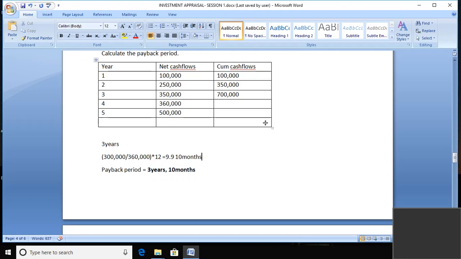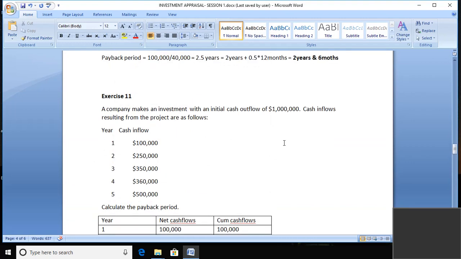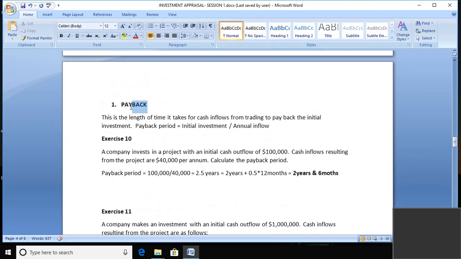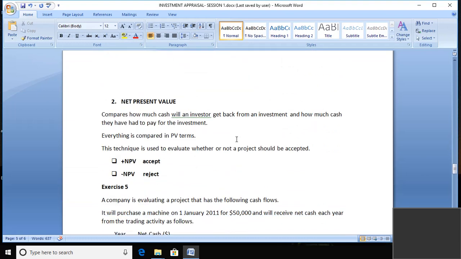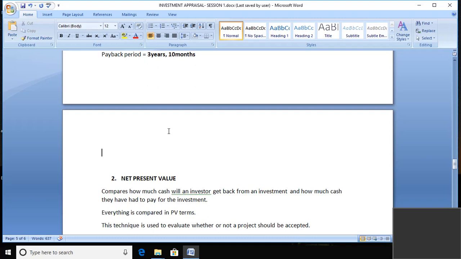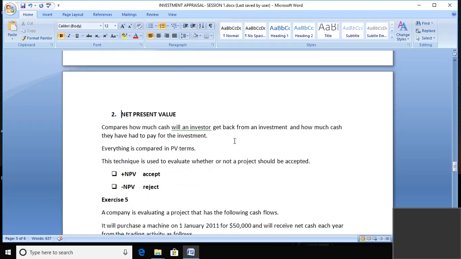Remember I said how do you assess the viability of the projects? When you are using the payback period, it's the project that has a shorter payback period which is preferred. The reason is the payback period method is relevant where there are liquidity problems, meaning that the company wants to get back its invested cash as soon as possible. Let's move on to the net present value method, which is the second investment appraisal technique.